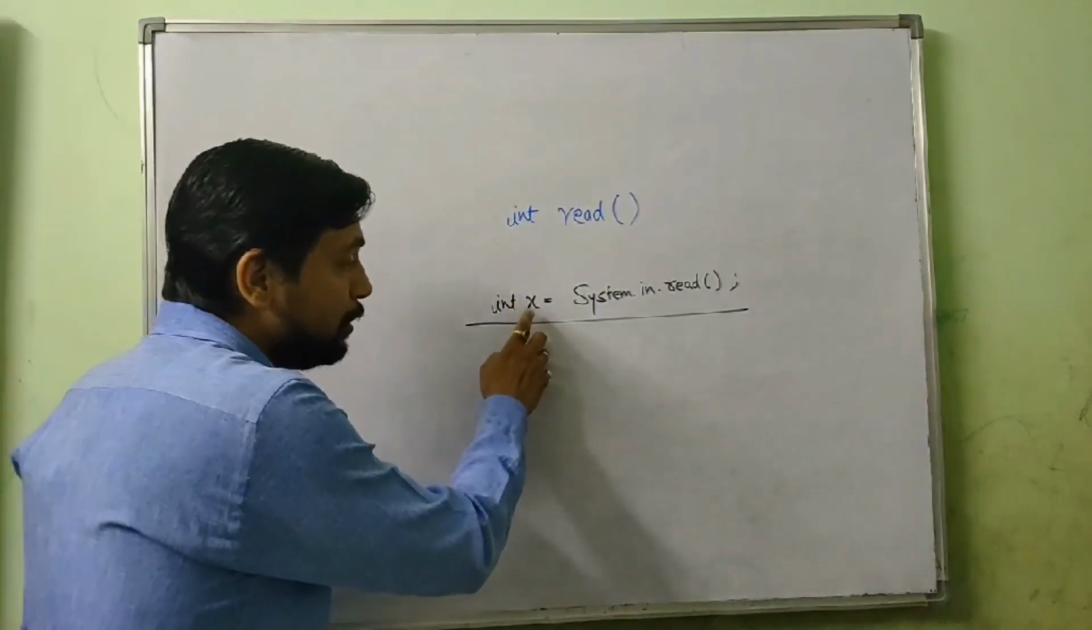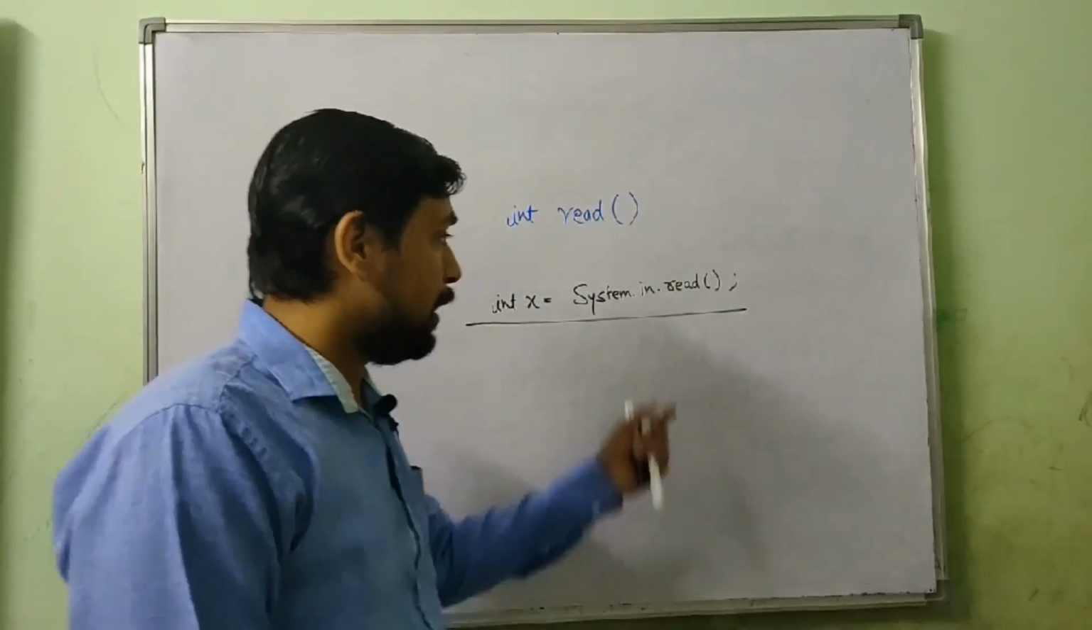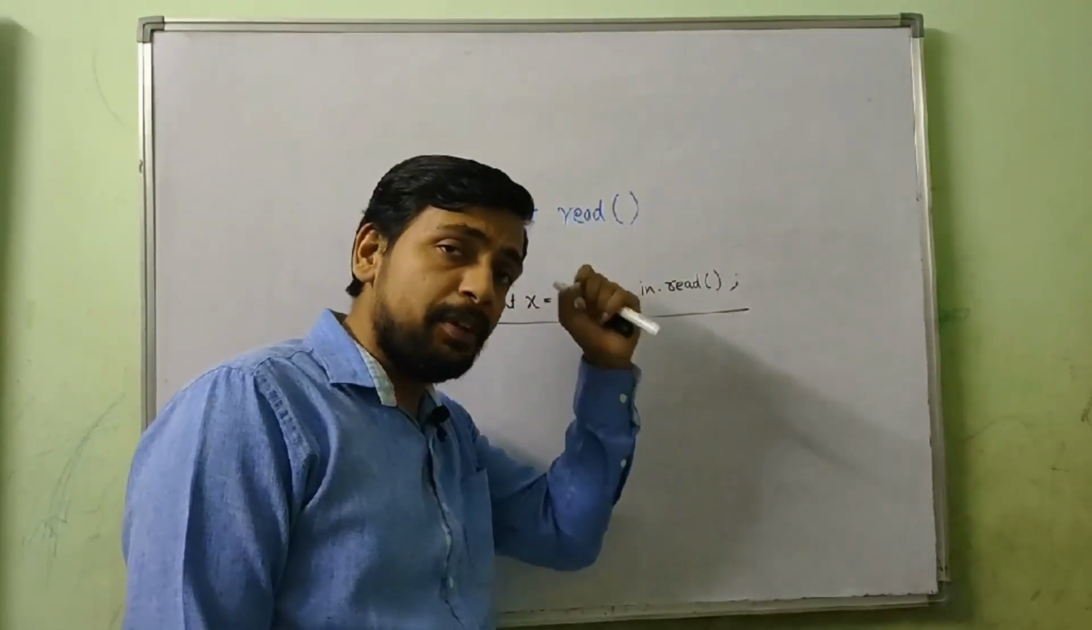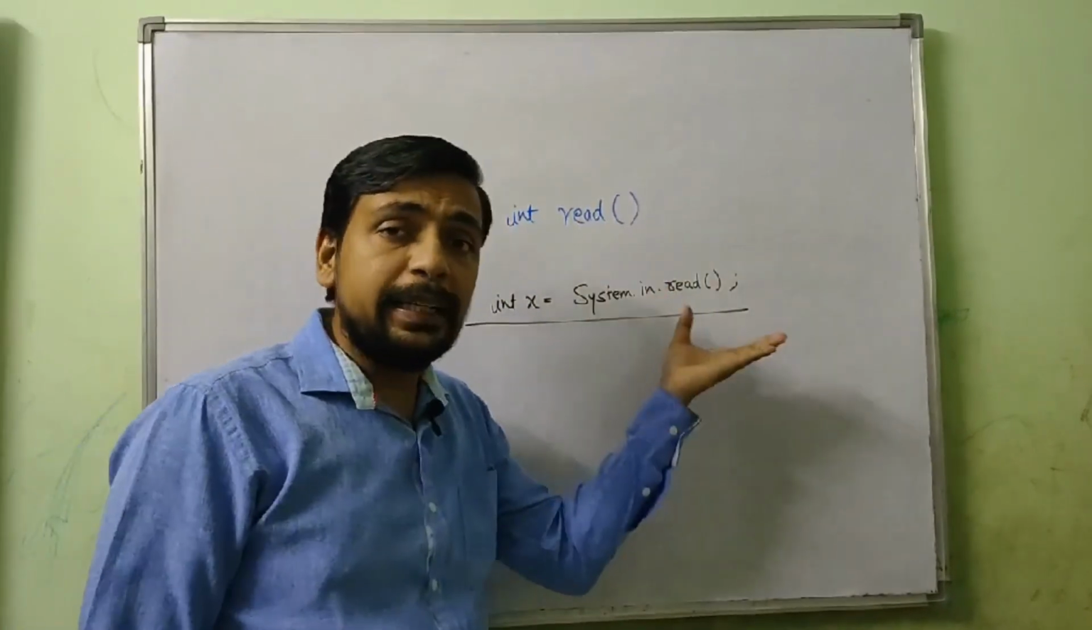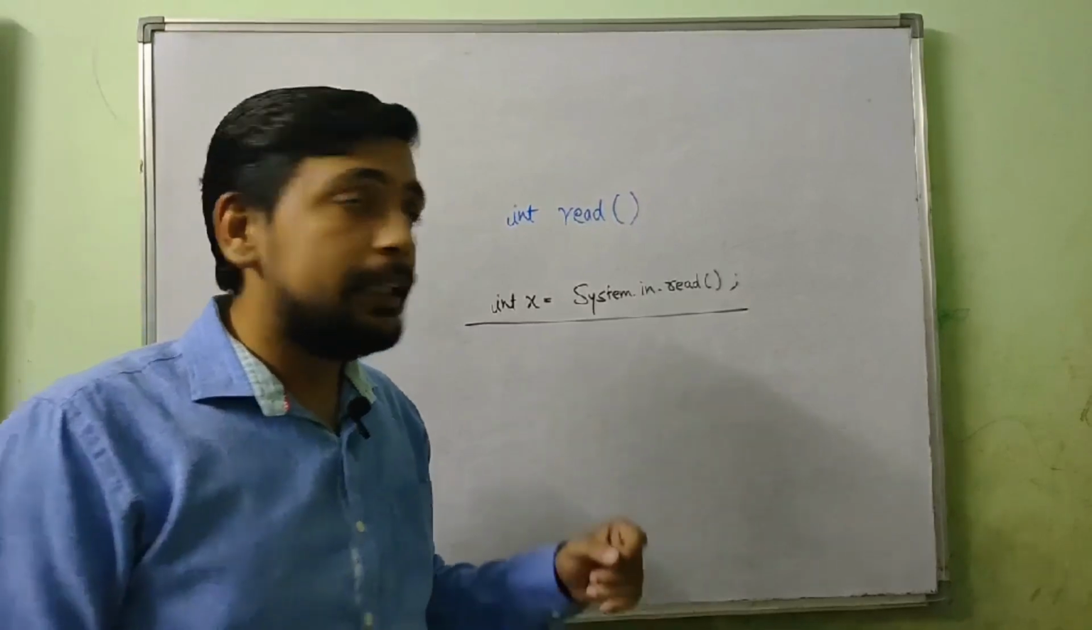So x will be having a value 65 in it. You got that? So the read method of the InputStream class is used to read a character and return its ASCII code, which we can store inside an integer.